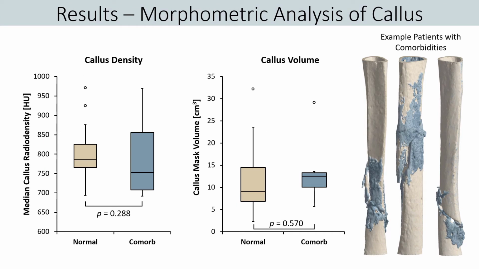To see if there was a difference between the two groups in terms of the amount of callus formed or the density of the new tissue, we used the segmented masks to carry out morphometric assessments. Comparing the normal and comorbidity groups, we found no differences in callus density or volume, largely due to the wide variety of fracture patterns represented in both groups and seen in just 3 of the example models of comorbidity patients.